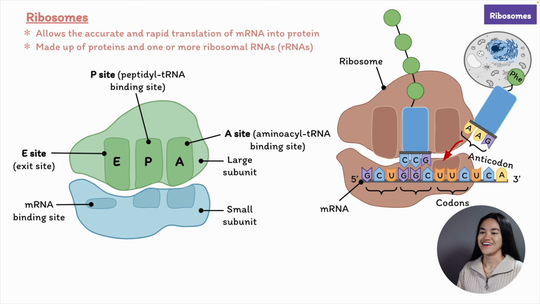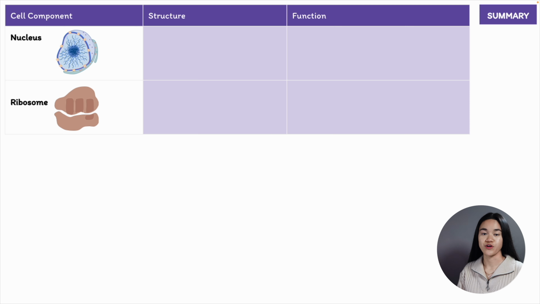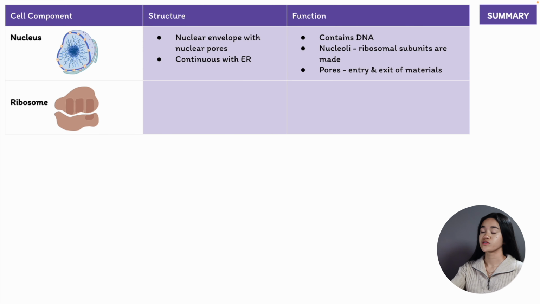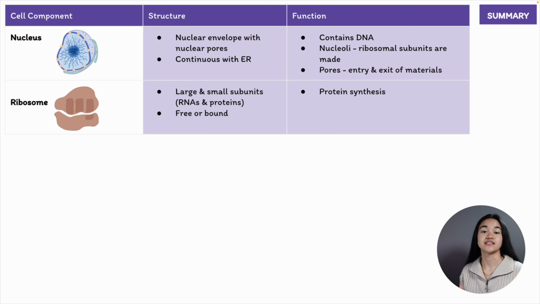Absolutely gorgeous. Okay, let's quickly summarize the 2 components before continuing with our tour. The genetic instructions are located in the nucleus, and protein synthesis is carried out by the ribosomes. All right, let's continue with our tour.